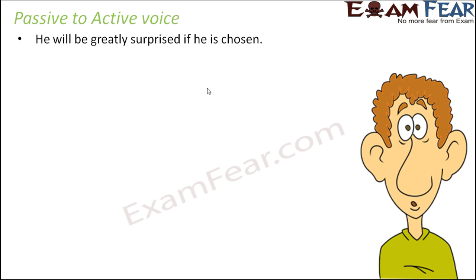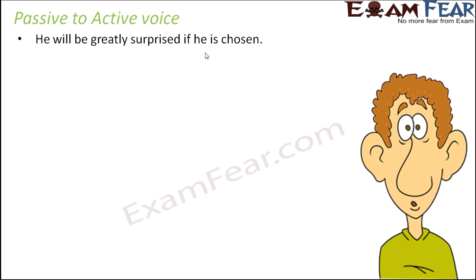And finally, the last example. He will be greatly surprised if he is chosen. Now this one is a little tricky sentence. He will be greatly surprised. This is in the passive form because he is not doing anything. He is just getting surprised. So somebody else is surprising him. If he is chosen, here also he is not choosing himself. Somebody else is choosing him. So both parts of this sentence need to be put in the active form. So how do we do that?